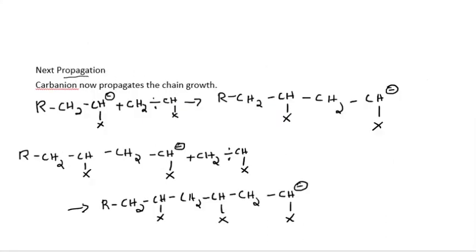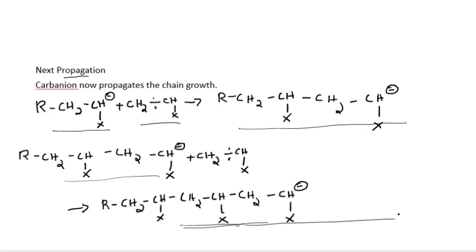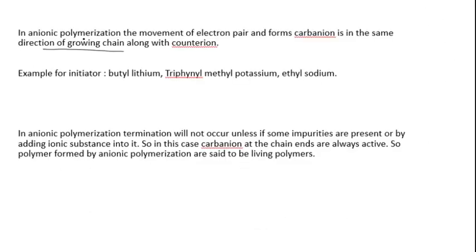So next is propagation, that is, the carbanion formed in the first monomer unit now propagates the chain growth. This first monomer unit forms the carbanion that reacts with the second fresh monomer. The same process happens here, thereby forming a polymer chain, and this process continues and increases the chain growth. So in anionic polymerization, the movement of the electron pair and the formation of the carbanion is in the same direction as the growing chain along with the counterion. But in cationic polymerization, the movement of electron pairs is opposite to the chain growth. Examples for initiators are butyl lithium, triphenyl methyl potassium, ethyl sodium.